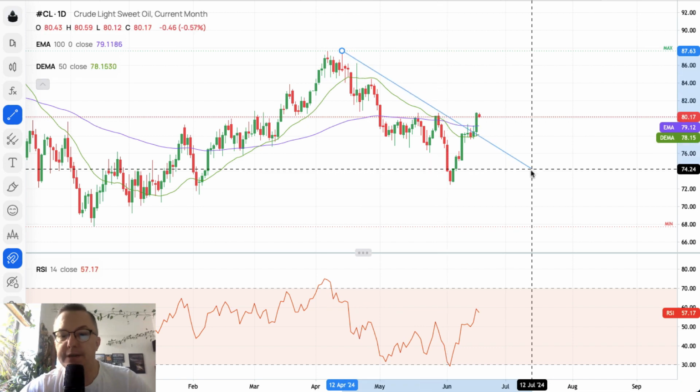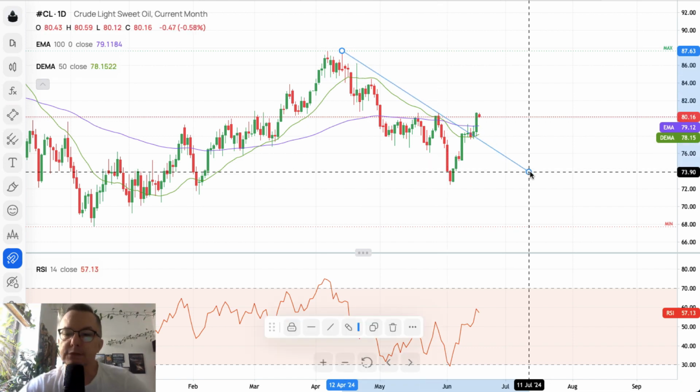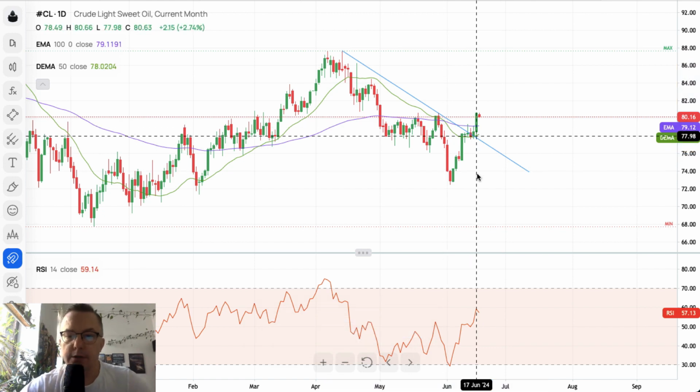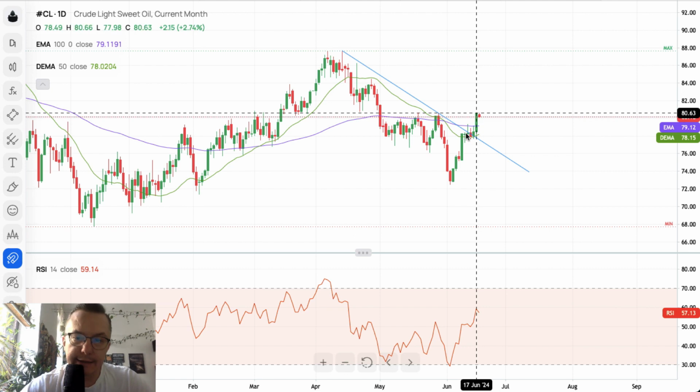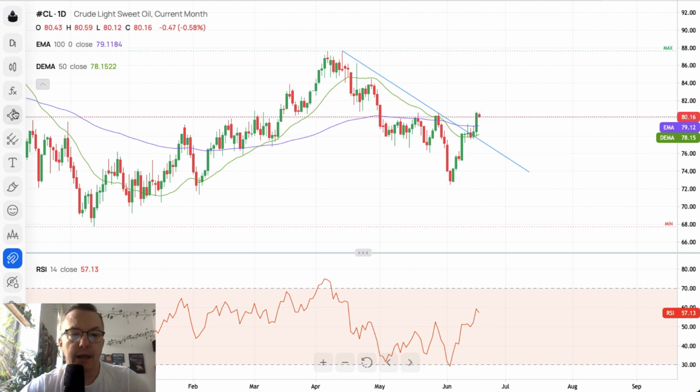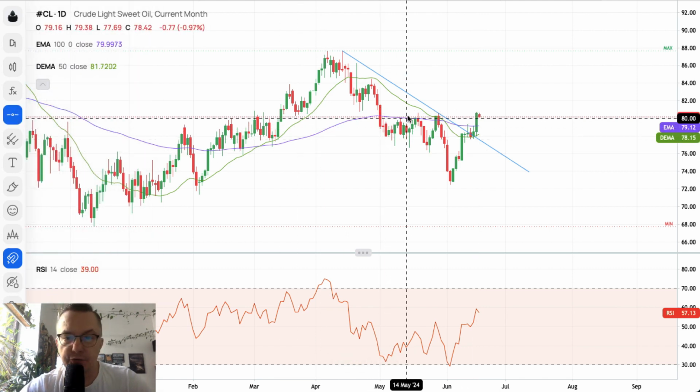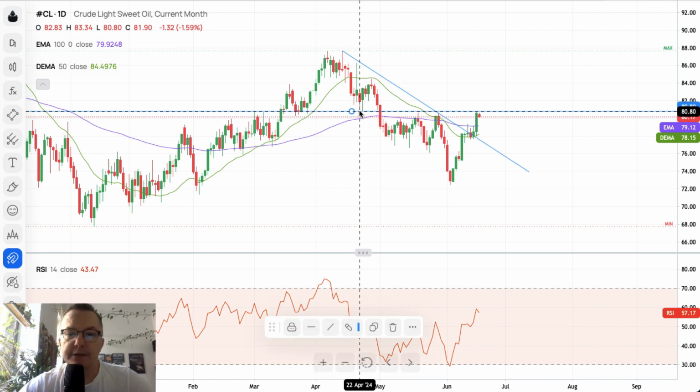There you go. This breakout here. This breakout above the blue trend line, it looks very impulsive, it looks very solid, and yesterday's candle to the upside looks really good for bulls.